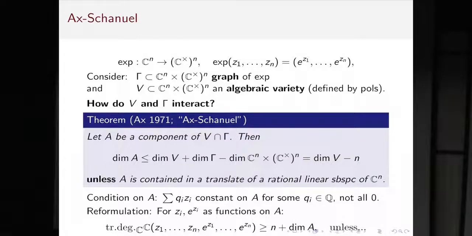Now, a way of reformulating this that makes it look like the previous version of Schanuel's conjecture: if you look on A, you have the functions z1 up to zn and e to the z1 up to e to the zn. And then this variety V, which contains A, is giving you an upper bound on the transcendence degree of those functions. So this is saying that that transcendence degree is at least the dimension of A plus n. That's just another way of saying that, unless the same thing happens.